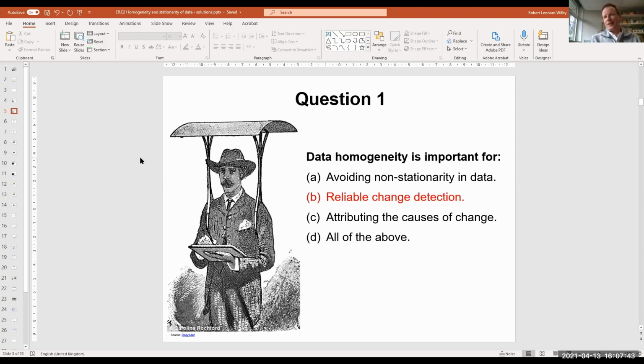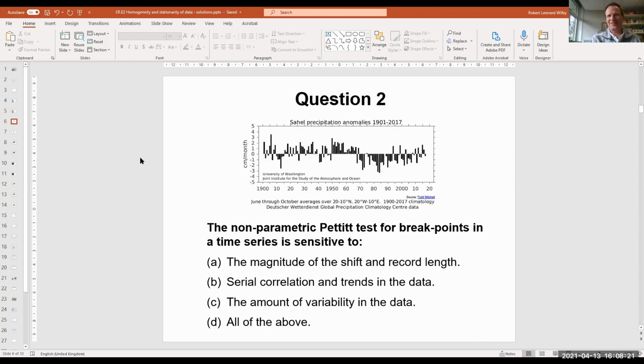of any of the observing, measurement, or instrument issues that I've mentioned before. And you don't necessarily need a homogeneous data set to describe the causes of change. We could have a non-homogeneous record with a step change, because we know that there's been a change in the location of the observing station or the river gauge. So we can explain the non-homogeneity without having to have a homogeneous record. So it sounds like the majority of you got the right answer at B. Let's see how you get on with question 2.